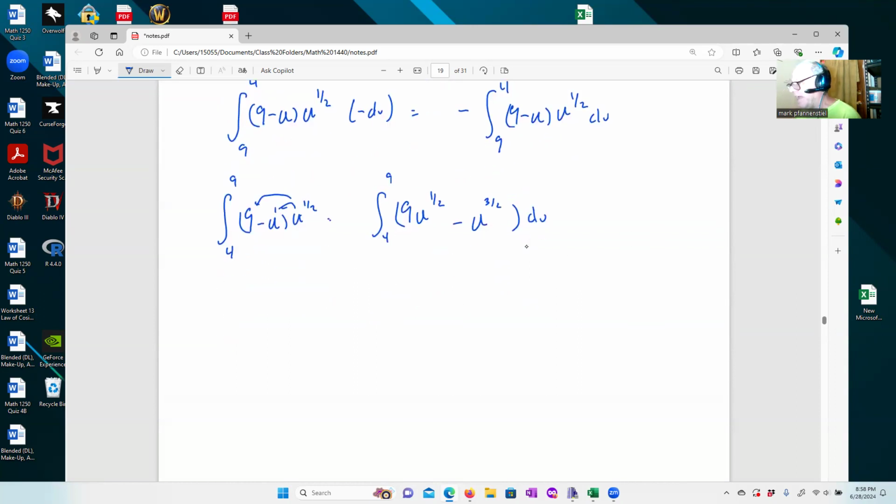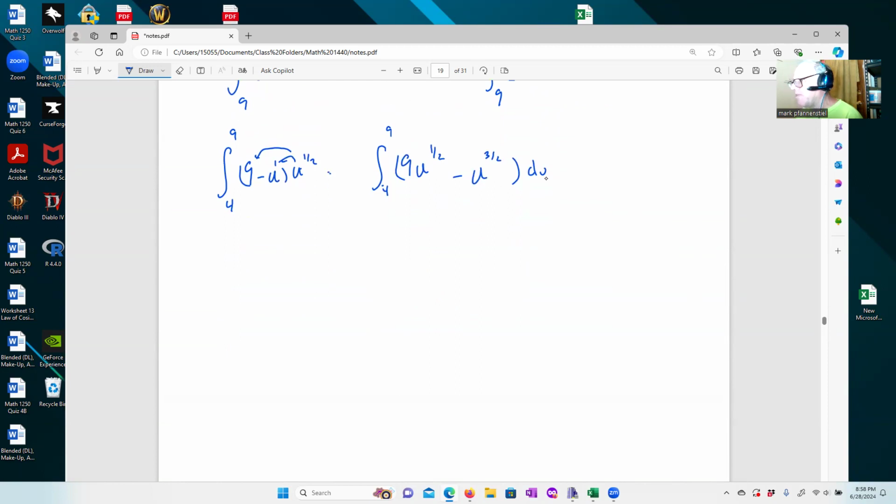Now we are ready, everything is in u, and even though these limits are ugly, that's the way it goes. So we can go ahead and integrate. We take our integration steps: add 1 to the exponent, so I have 9u to the 3 halves, since 2 plus 1 is 3, and on the bottom I have 3 halves. And then minus u to the, again we add 1, so 3 plus 2 is 5 halves, divided by 5 halves. That 9 only went with the first term, and we are going from 4 to 9.